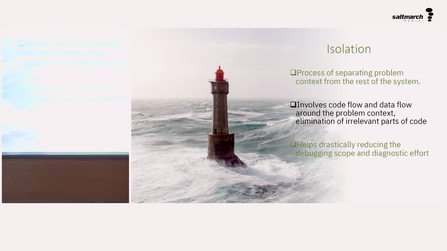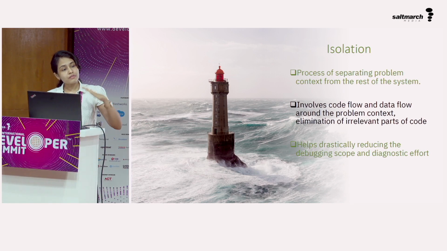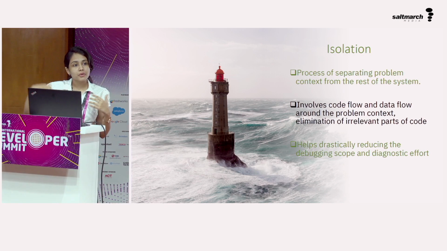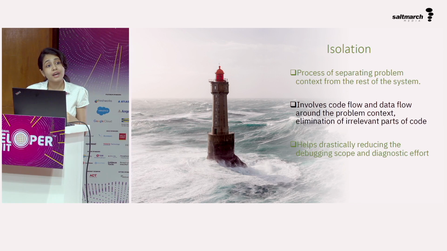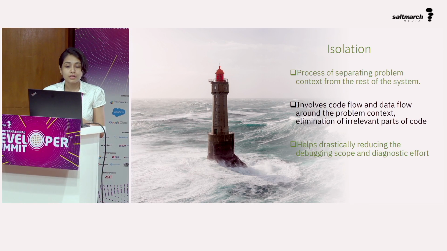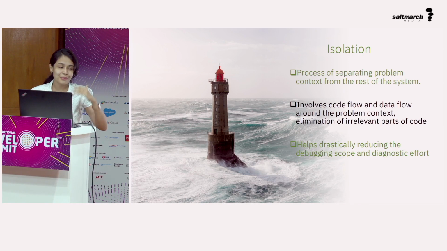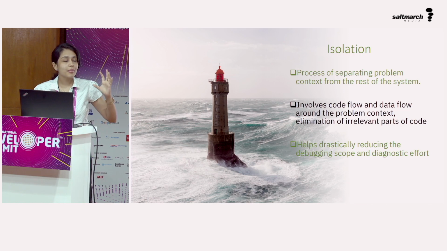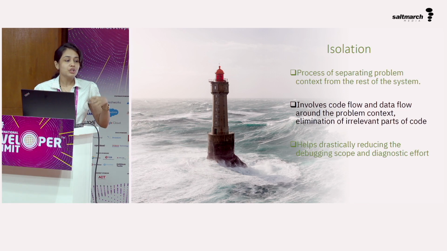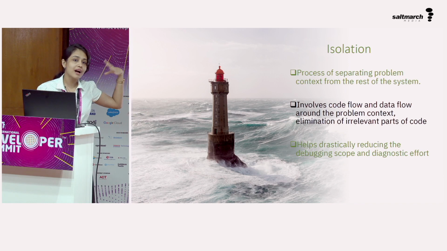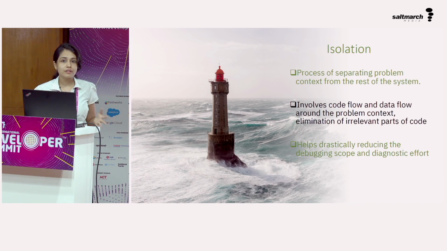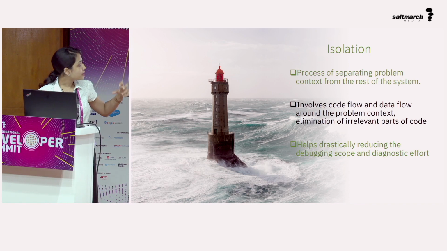Okay, so next is isolation. So abstraction, we know it's a top-down approach. Isolation, on the other hand, is a bottom-up approach. So in abstraction, you are looking down at the issue from a high level. In isolation, you need to go down, further down, get to the root, and find out what it is that is causing the issue.